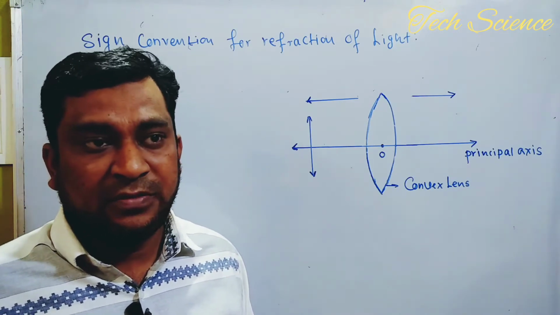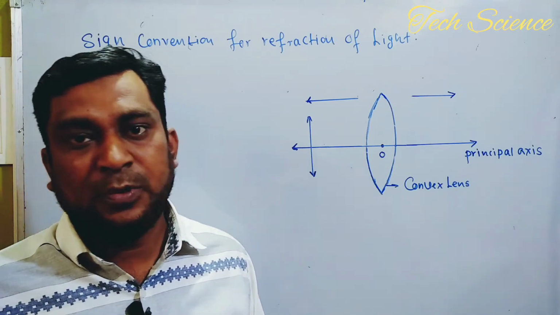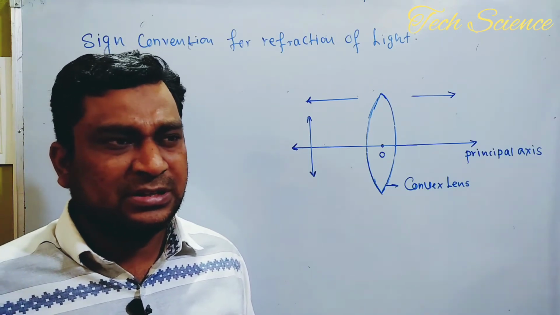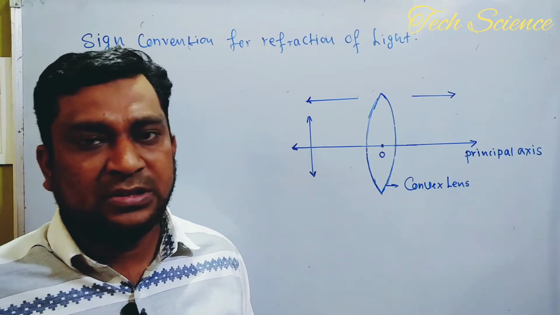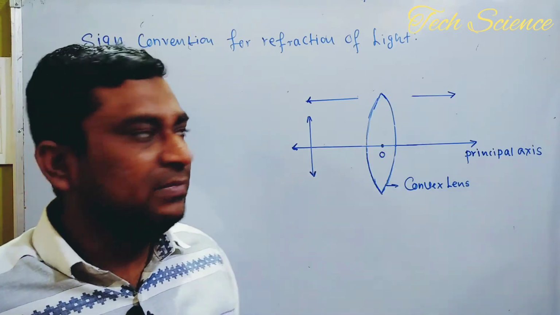What about the focal length: when is it negative, when is it positive? Should the distance of the object be taken as negative or positive? The student gets some kind of confusion here. So to avoid this confusion, we have this point. It is called the sign convention for the lenses, or sign convention for refraction.